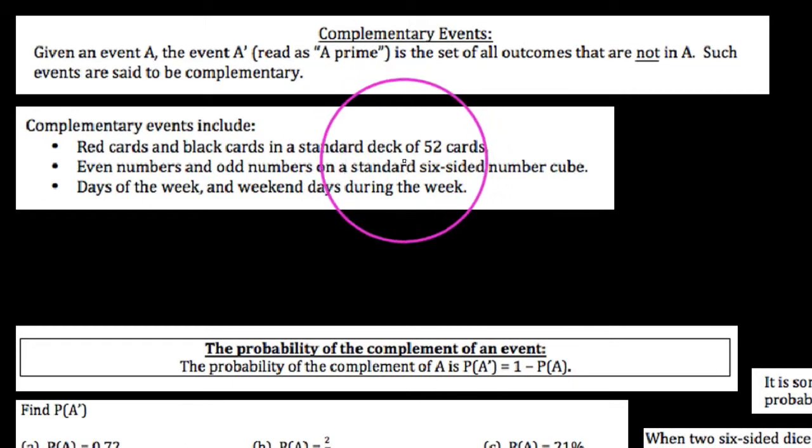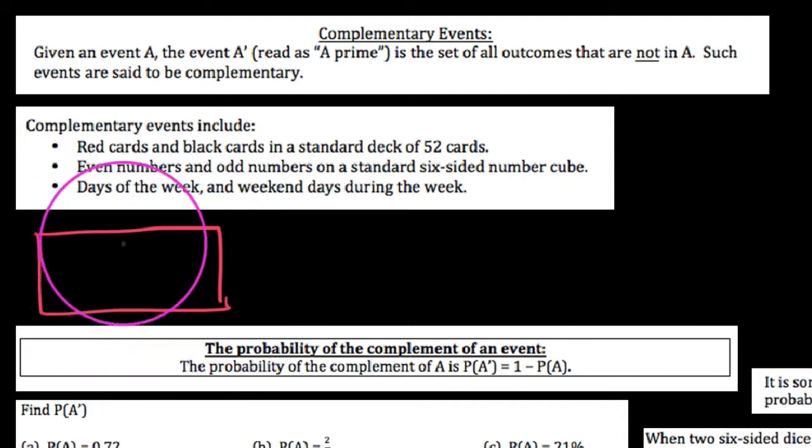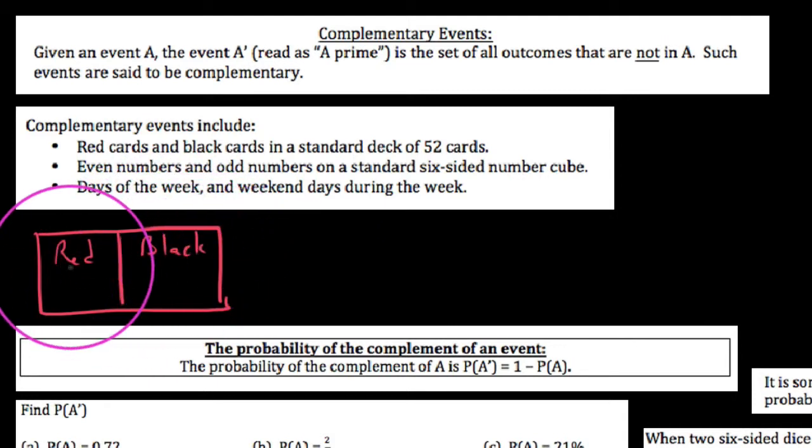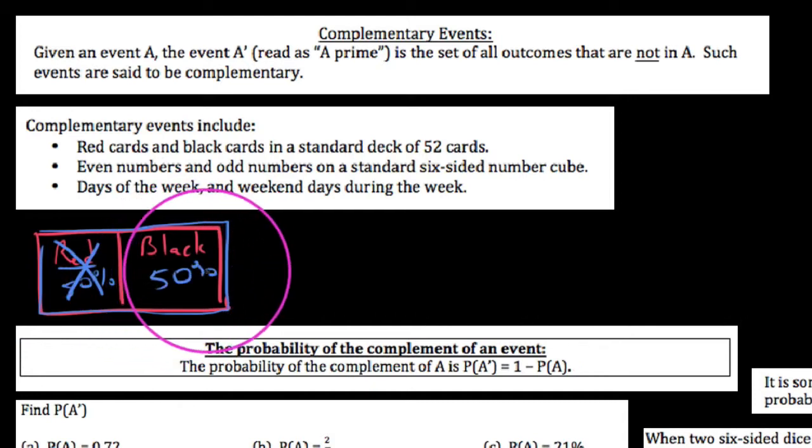As an example of complementary events, we could say red cards and black cards in a standard deck of 52 cards. The event that you get a red card and the event that you get a black card are complementary. If I asked how likely it is that I get a red card, I think we get a 50% chance. But what if you wanted to get a black card? That would be the same thing as getting anything but red. So we take the whole space, which is 100%, and subtract off the 50% that's red, and it should leave behind this other portion right here.